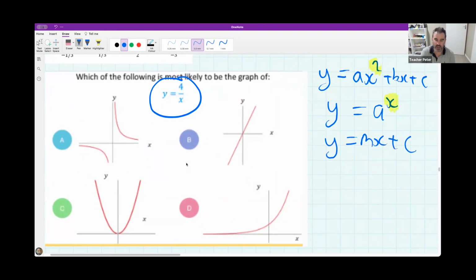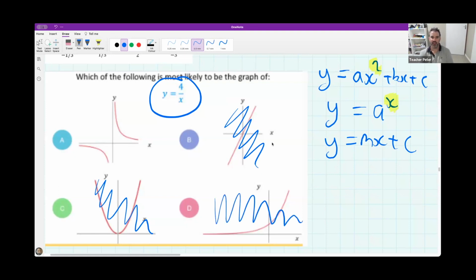So which one of the graphs? It's not the straight line, it's not the parabola, and it's not the exponential. So it must be A, and the name of A is the hyperbola. Now, why does the hyperbola look like it got cut in half?